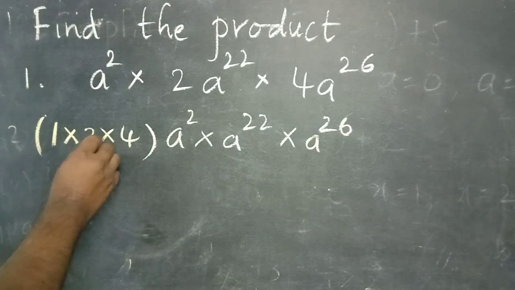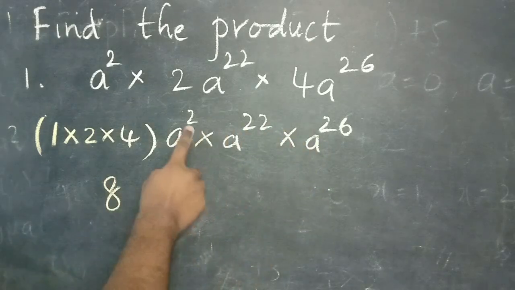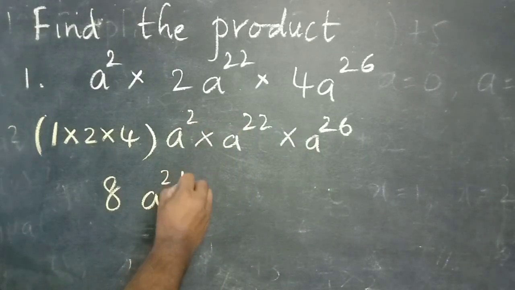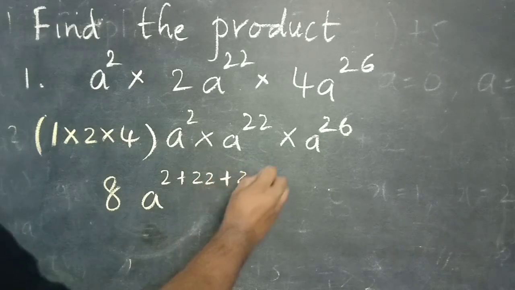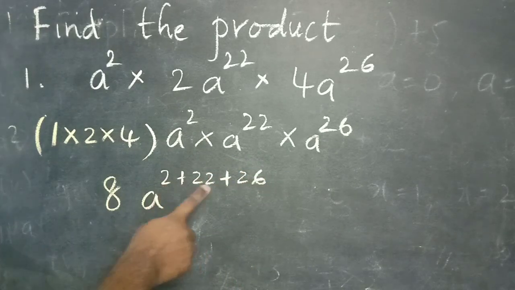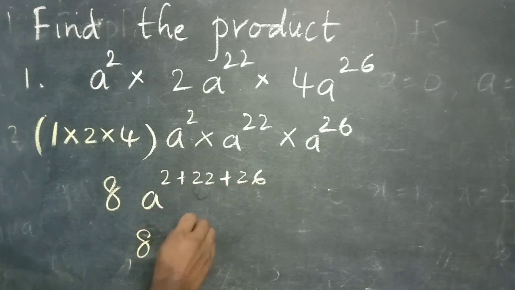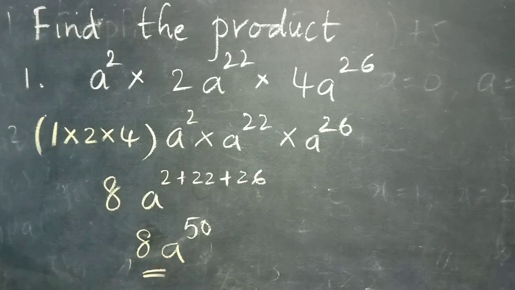1 2s are 2, 2 4s are 8. Now since the bases are same, you can add the power, that is 2 plus 22 plus 26. Now what you get? 8 a to the power 2 plus 22 is 24. 24 plus 26 is 50. What we got is 8 into a to the power 50.